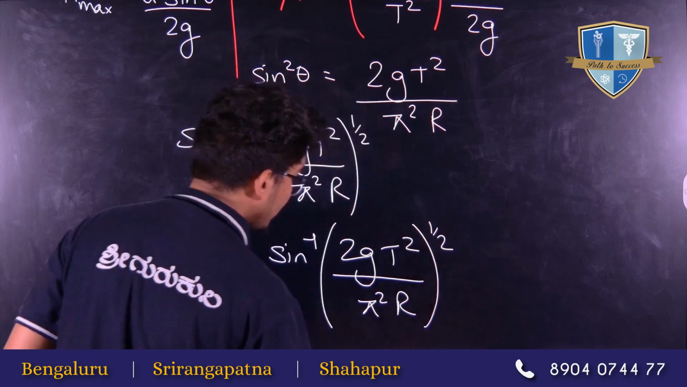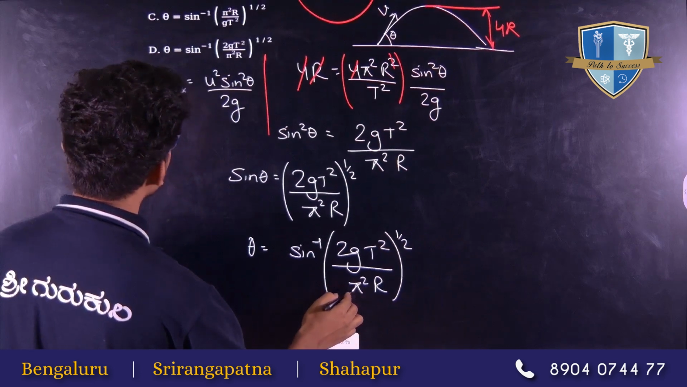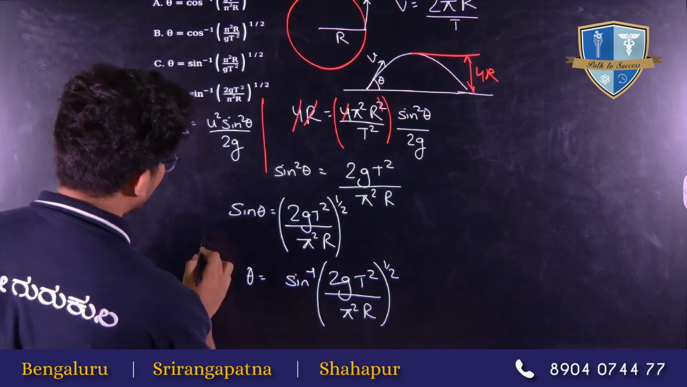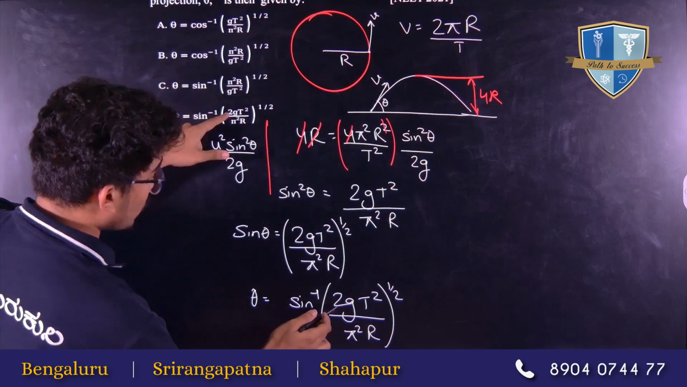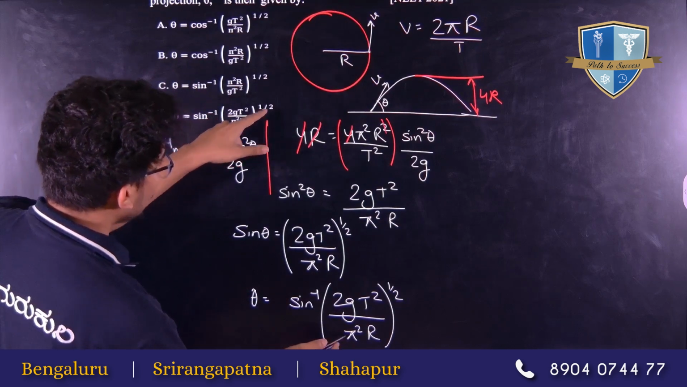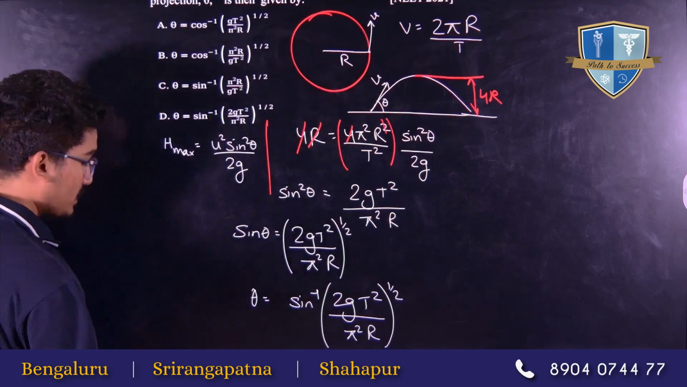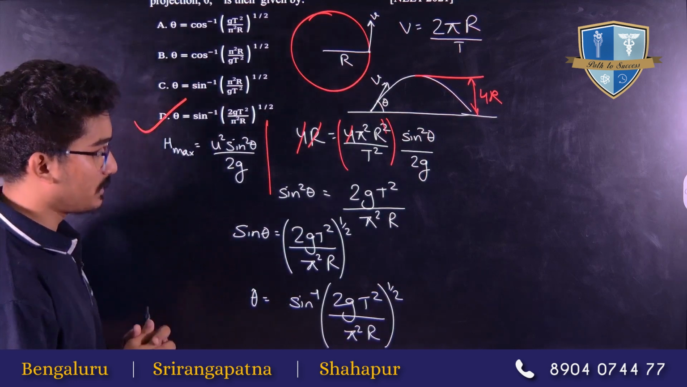So can we see any option? Sin inverse of 2gT square divided by pi square r, to the power 1 by 2. So our D option is the correct option.